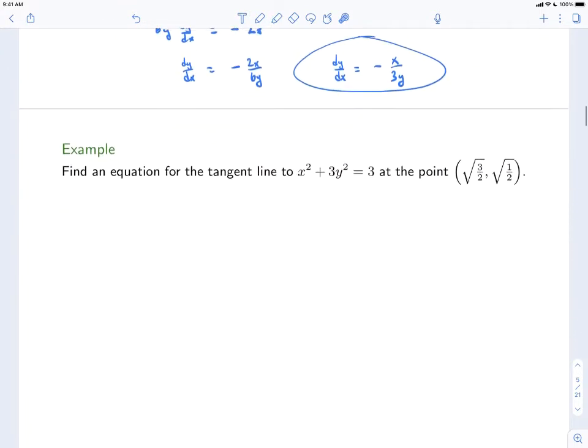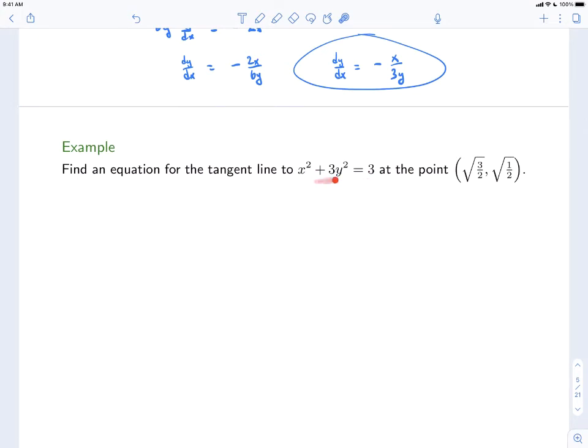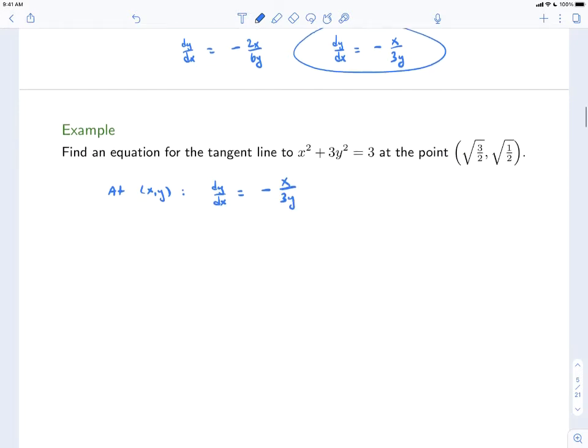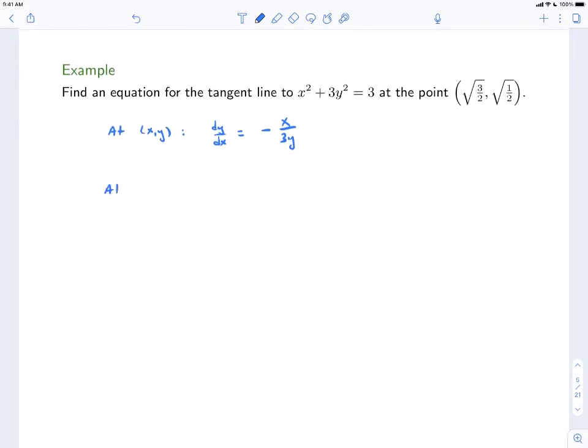In fact, let's do that. Let's find an equation for the tangent line to this ellipse at a given point. So from the previous slide, we know that at x comma y, the derivative dy dx is equal to minus x over 3y. So that tells us that at square root of 3 over 2 comma square root of 1 half, we have that dy dx is equal to the opposite of the x value divided by 3 times the y value.